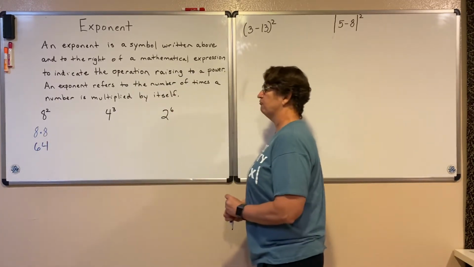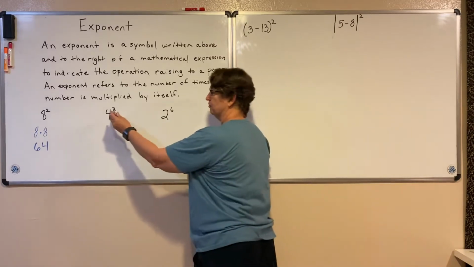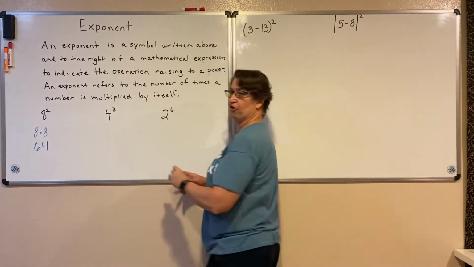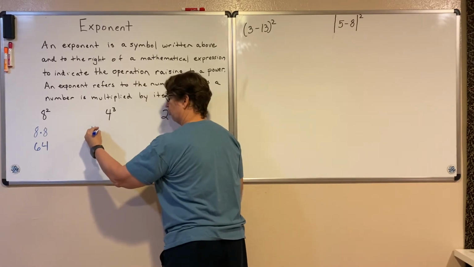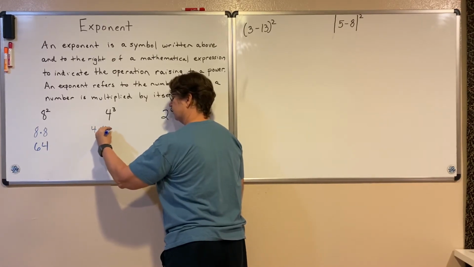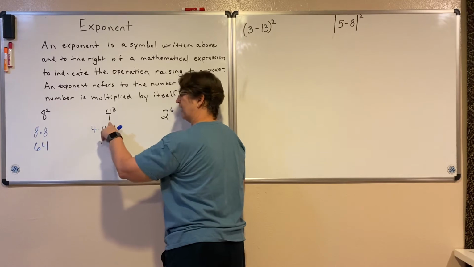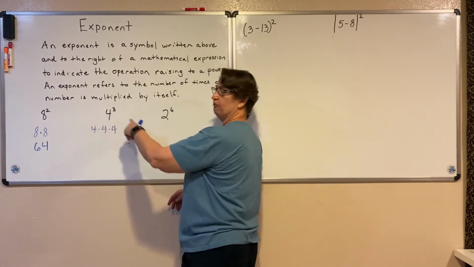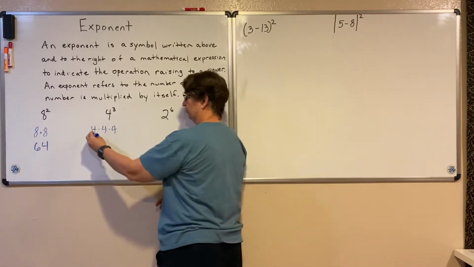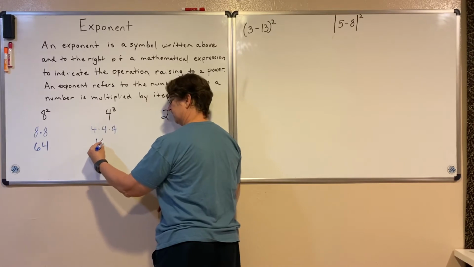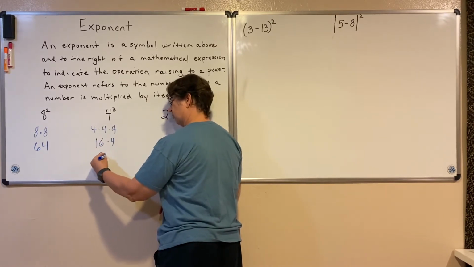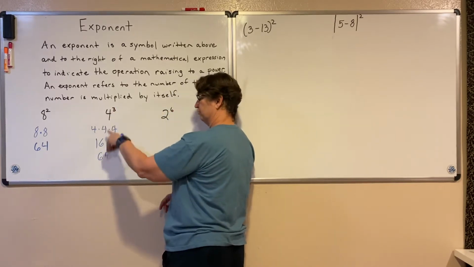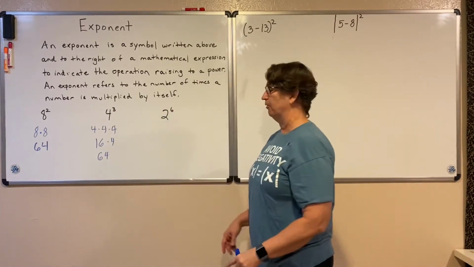Here we have 4 cubed, or 4 raised to the third power, and it means that we're just going to do 4 times 4 times 4. We multiply that number times itself 3 times. So 4 times 4 is 16, times 4 is equal to 64. So 4 cubed is equal to 64.